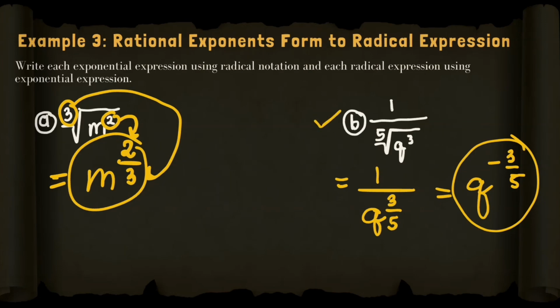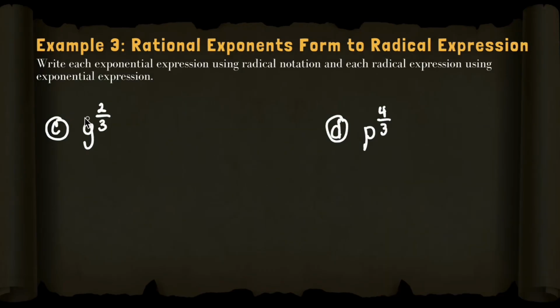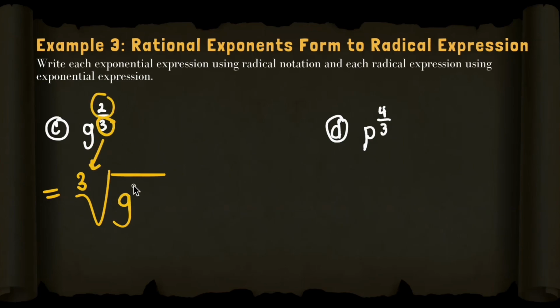Okay? So, I hope you get the particular 2 example. Now, let's proceed to the next part. And we have g raised to 2/3. So, we can write it as g raised to, no, gagawin natin, kabaliktaran naman pala, square root of, no, hindi siya square root, that is cube root because this one is 3. And then g would be the radicand, and the exponent would be 2. Okay, cube root of g raised to 2.